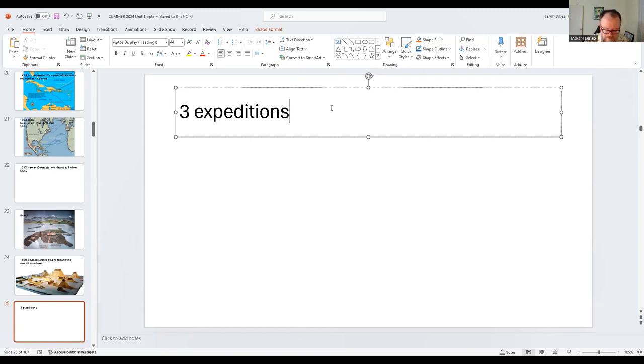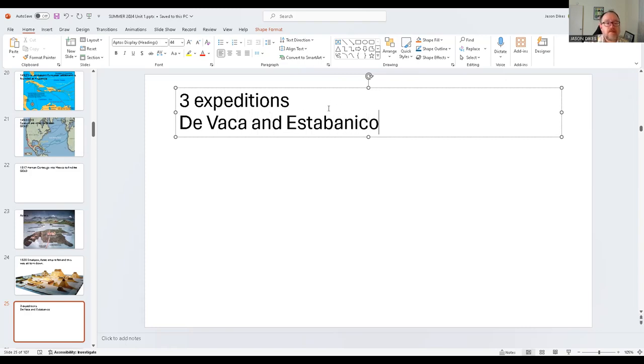because you grew up here in Texas, more than likely, is De Vaca and Estevanico. This is 1528 to 1536. De Vaca is Spanish. Estevanico is African. He is probably the first African American in Texas.